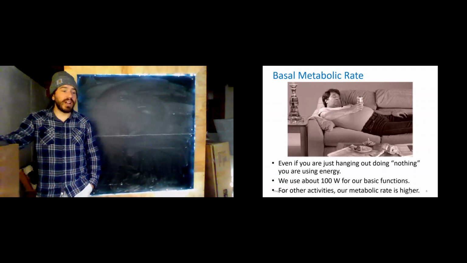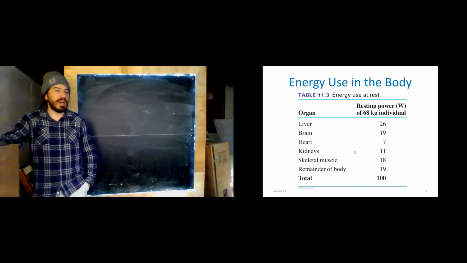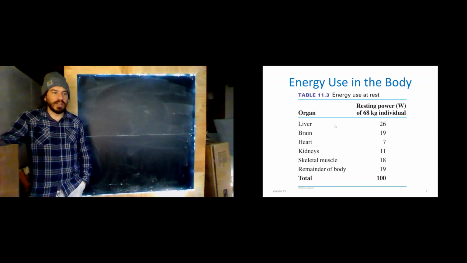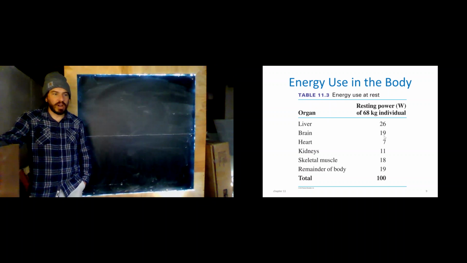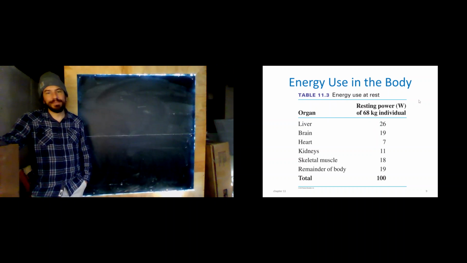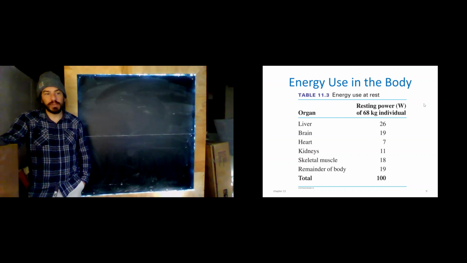And as soon as we start doing something else, our metabolic rate is a bit higher. And this is kind of interesting. You don't need to memorize these numbers or anything, but where does this 100 watts go? Our liver is using some energy. Our brain, your brains are using much more than this now because you're thinking very hard. Heart, kidneys, skeletal muscle, the remainder of the body. So all our organs are all pulling some power out, right? And so even just hanging out, we're using some energy. And the more active we become, of course, the more energy we use.